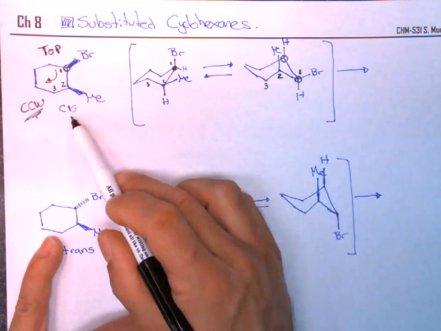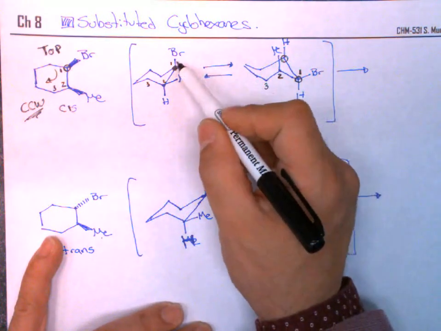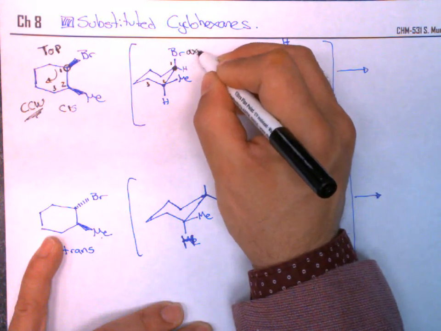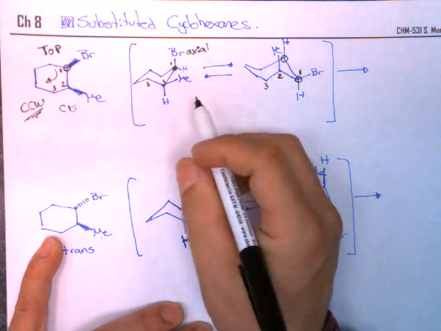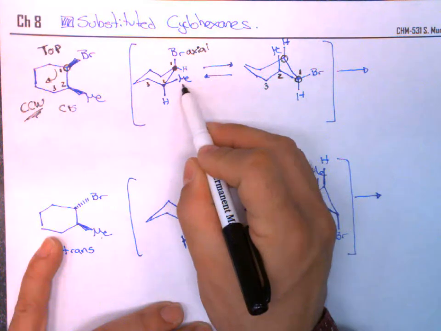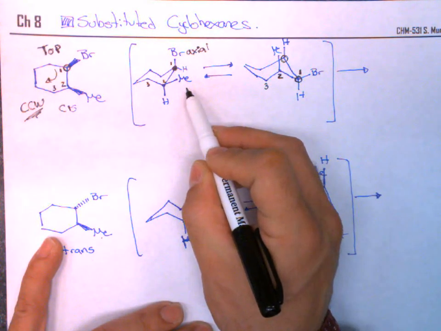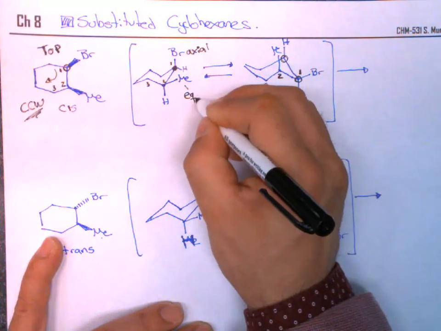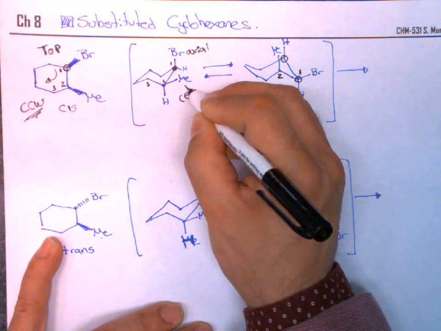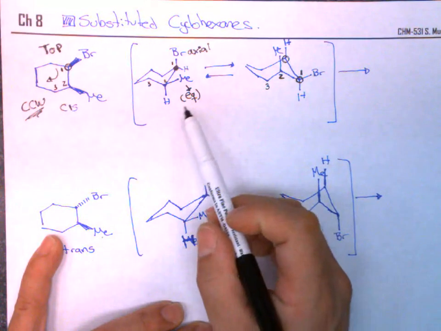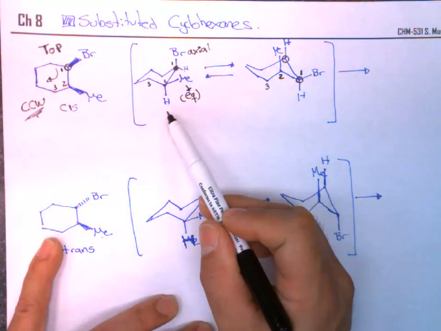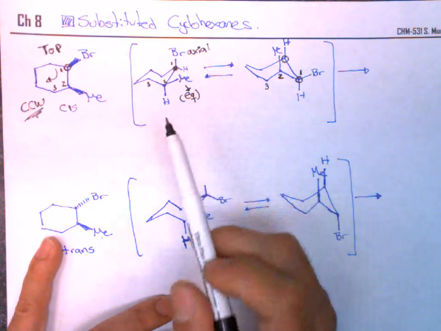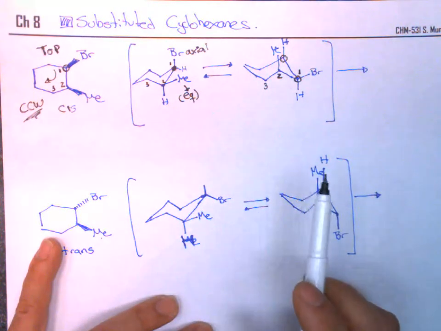Okay, so if there's cis, and if I chose this bromine to be axial, if they need to be cis, the methyl should be axial or equatorial? Equatorial. If I were to put the methyl axial, they won't be cis, would they? They would be trans. So we need to be able to draw that correctly.